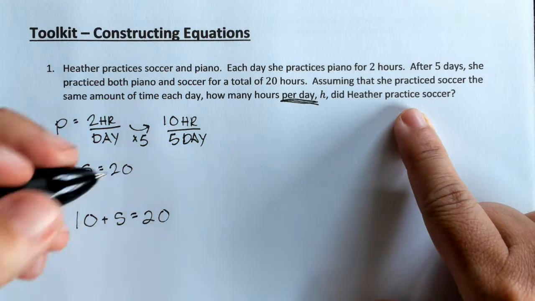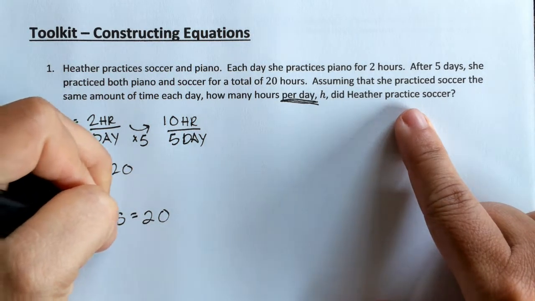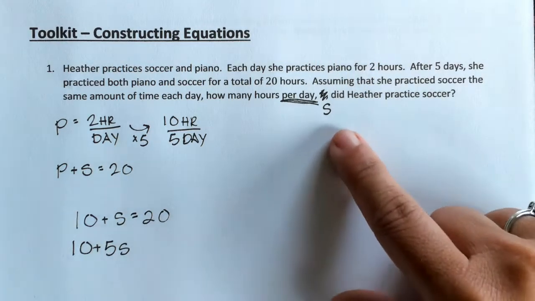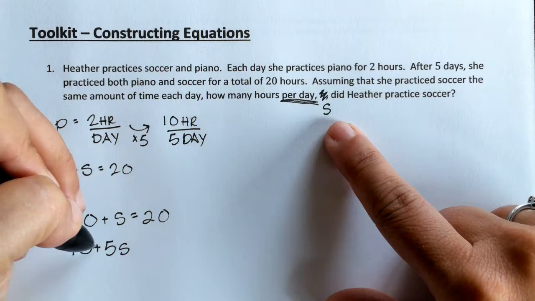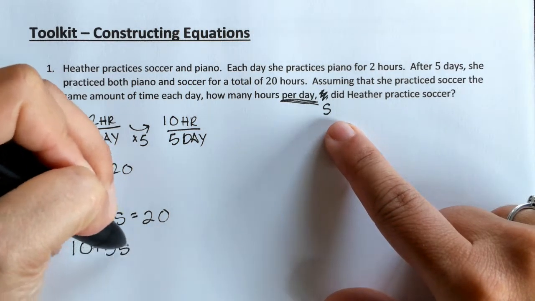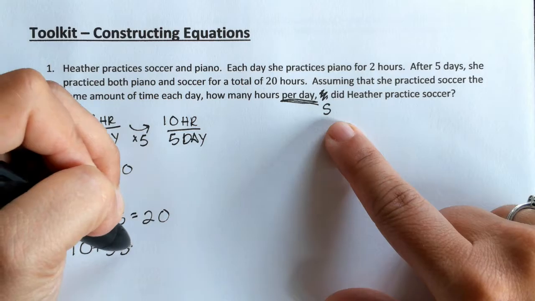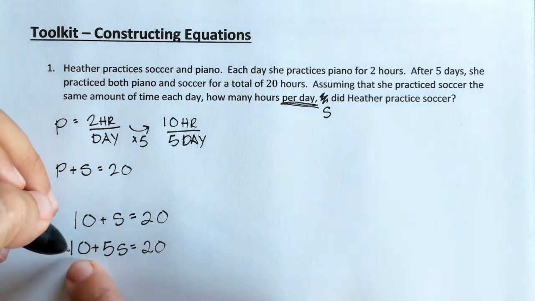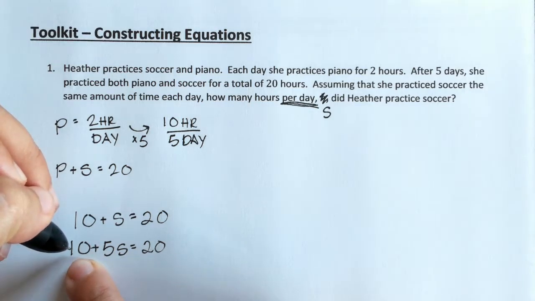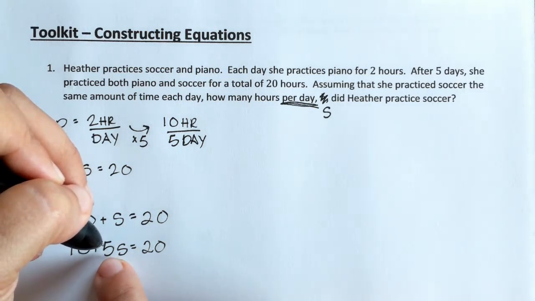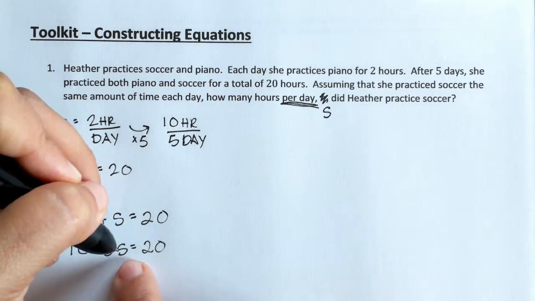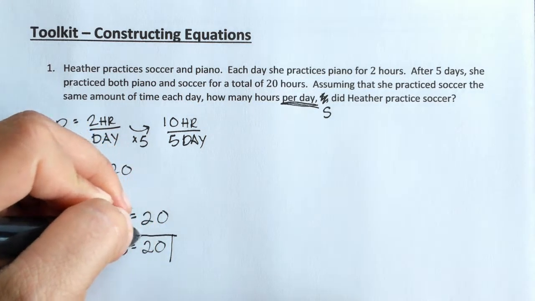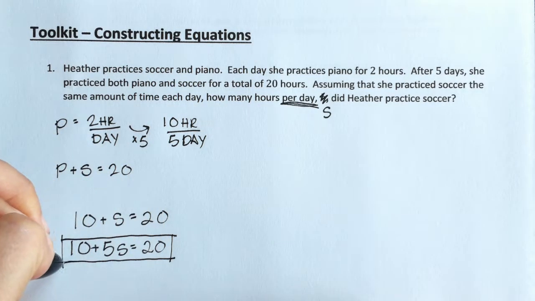So I'm going to change this by saying 10 plus 5 times the soccer. And I'm going to change this just to make sense, since I'm using s. 10 plus 5 times whatever that daily soccer hours are equals 20. There's the equation we're looking for. There's our piano. We know that she practiced 10 hours. We're looking for the 5 days times the number of hours she's practicing per day, and that's all going to equal 20. And so this is that learning target, constructing equations.